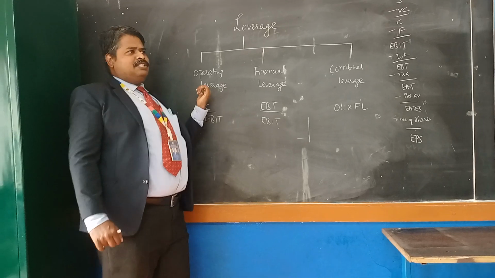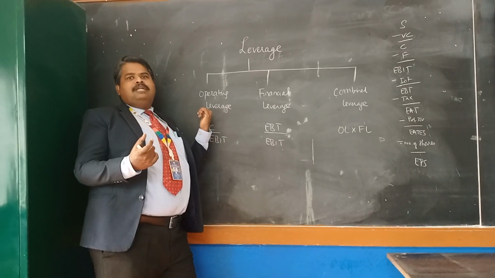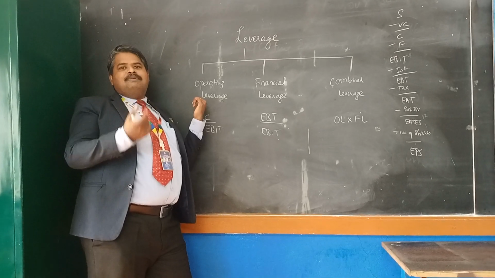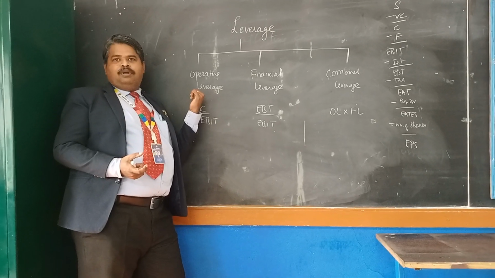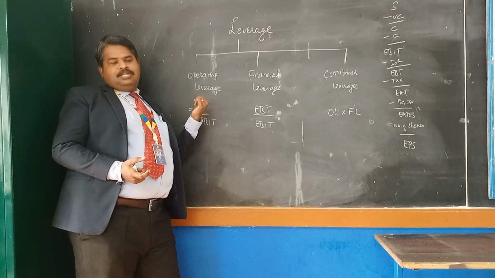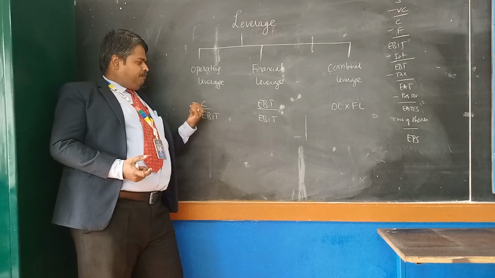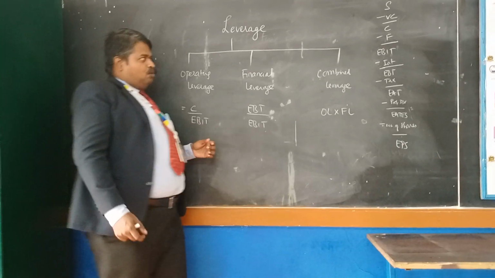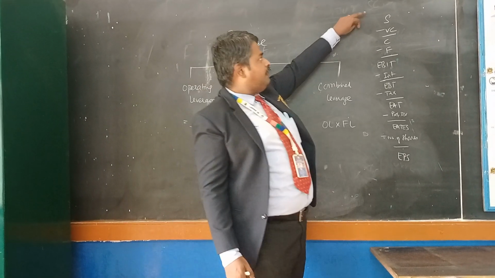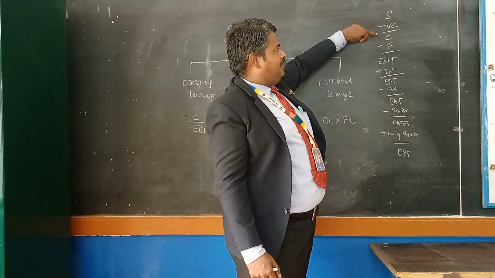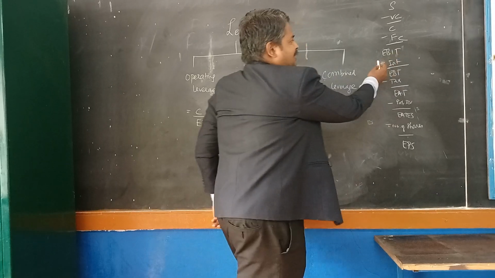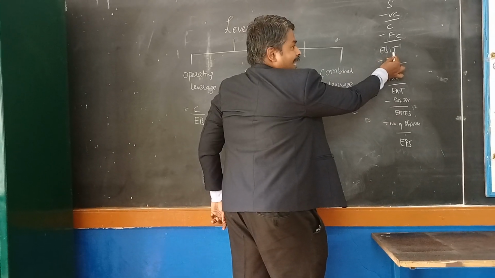So operating leverage is nothing but we are going to deal with the business risk. So in order to tackle the business risk, the operating leverage is very important. So how can we calculate operating leverage? We can calculate the degree of operating leverage as contribution divided by the earnings before interest and tax. So let us come back to this framework. So sales minus variable cost, you will get contribution. Contribution minus fixed cost, you will get EBIT, that is earnings before interest and tax.